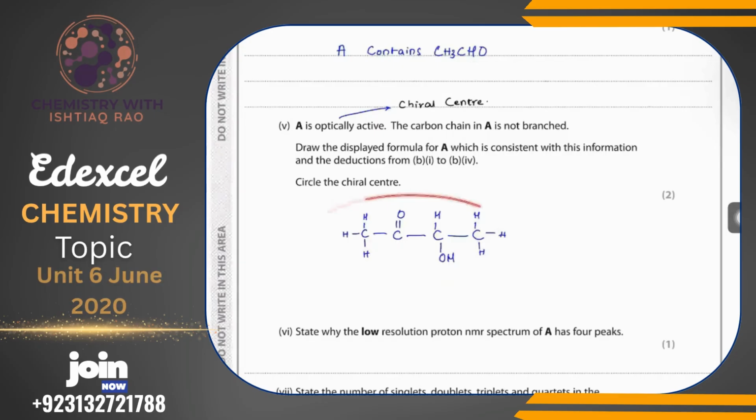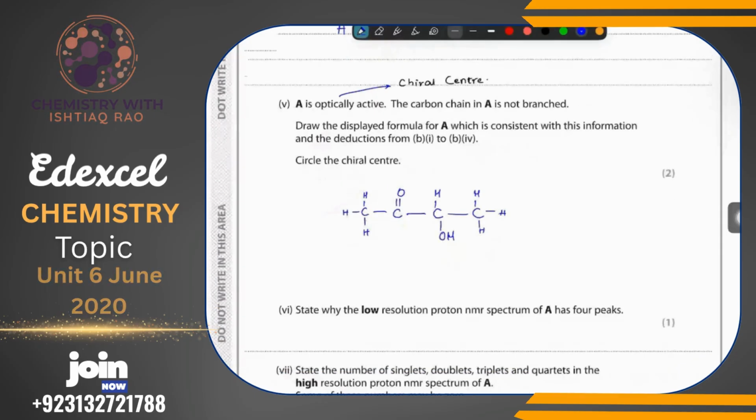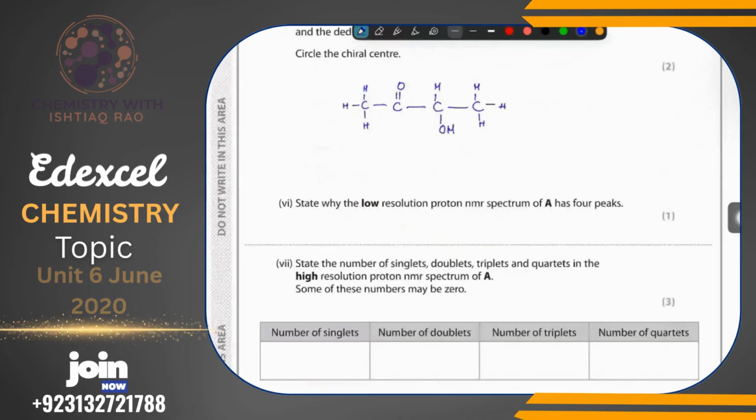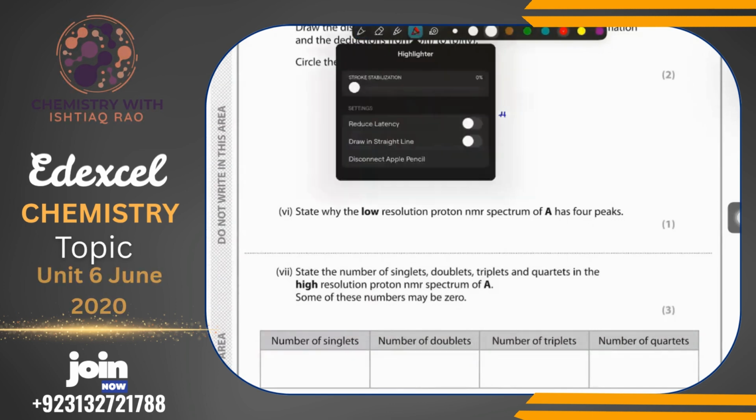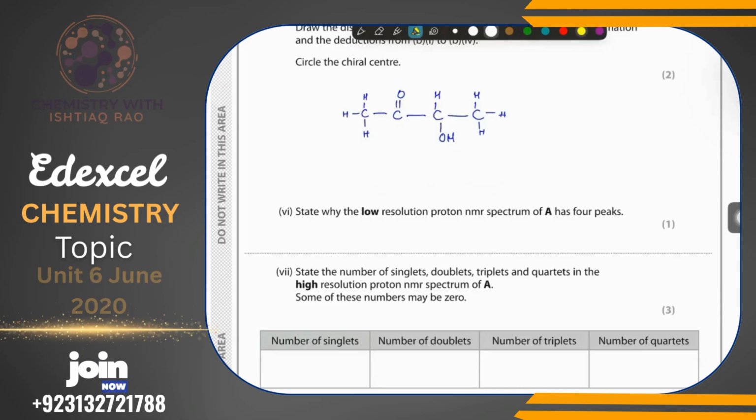This was A. State why the low resolution proton NMR spectrum of A has four peaks. Yes, because there are four different proton environments. So I can say first this one, then this one, then this one, and then this one, because I'm looking at only the protons.